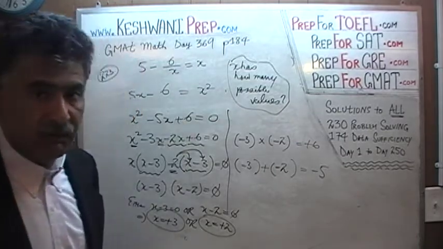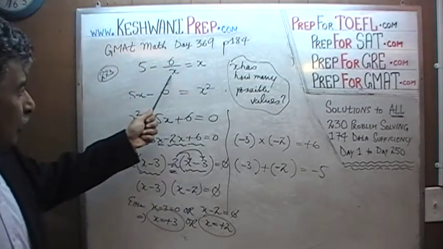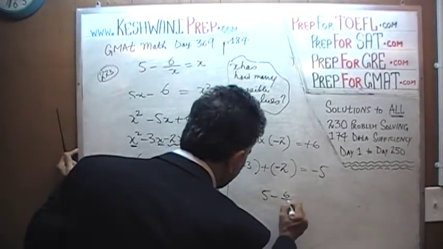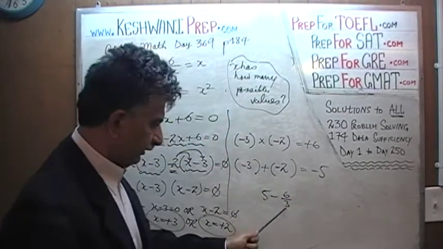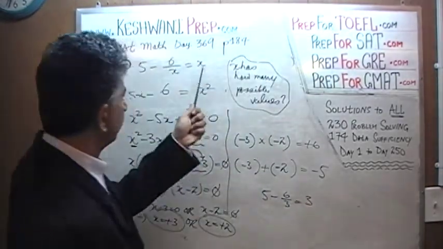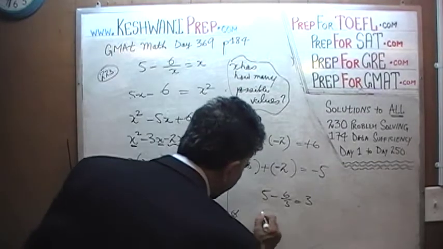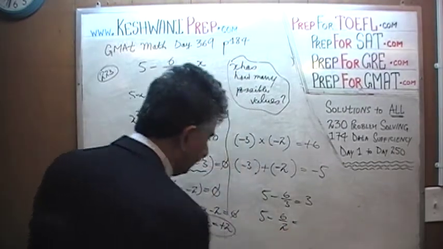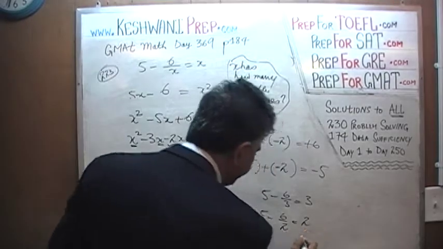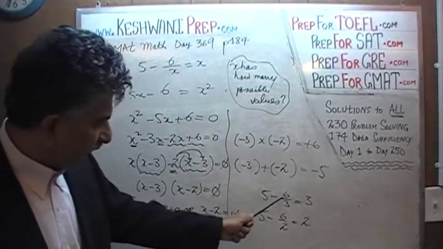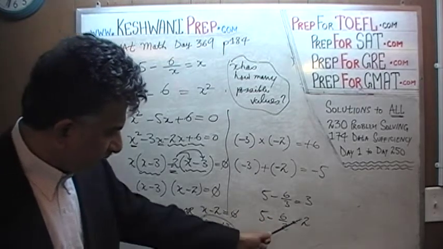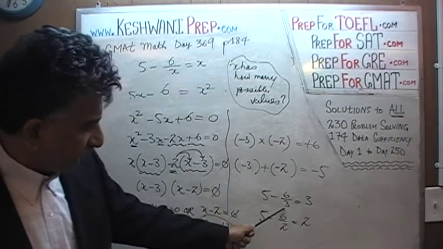And we can put it back in there very quickly and actually verify it. 5 minus 6 over positive 3: 6 over 3 is 2, 5 minus 2 is 3, and that's exactly what we get here. This is our x right here. And similarly, 5 minus 6 over 2: 6 over 2 is 3, 5 minus 3 is 2, and that's what we get here. You see, 5 minus 6 over x equals x. In this case, the x is equal to 3, here is 2.